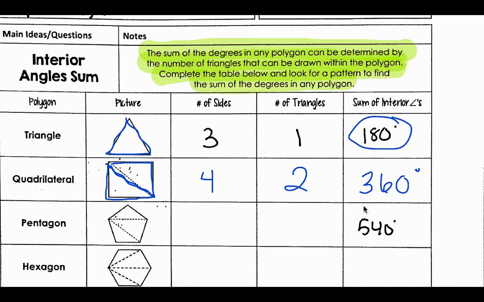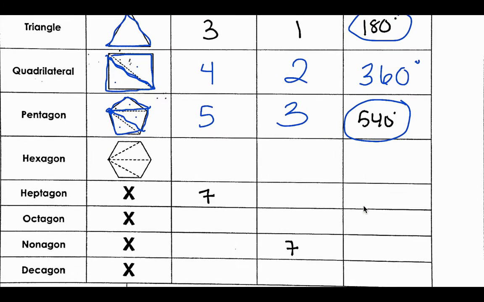The next shape that we have here is a pentagon, which has five sides. If I take any vertex, they just happen to choose this one in the upper left-hand corner, and go to the other vertices, we're going to get 1, 2, 3 different triangles. So I got 540 degrees by multiplying 180 degrees by 3. And we're going to keep going.